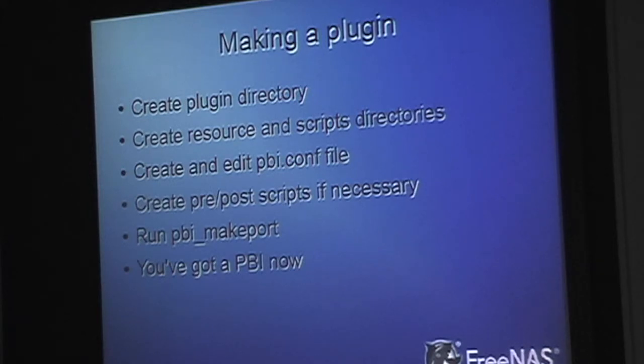So you edit your PBI comp file, which is basically just adding the port and any port dependencies, and there is the script directory, and you have pre and post scripts, and these are used for pre and post build and pre and post install. I haven't had a whole lot of need for the build, but for the install, most of the time you need it for adding users, or we use Django for a lot of this, so we're initializing the database and other things like that. Then you run PBI make port, and at this point you've got a PBI.